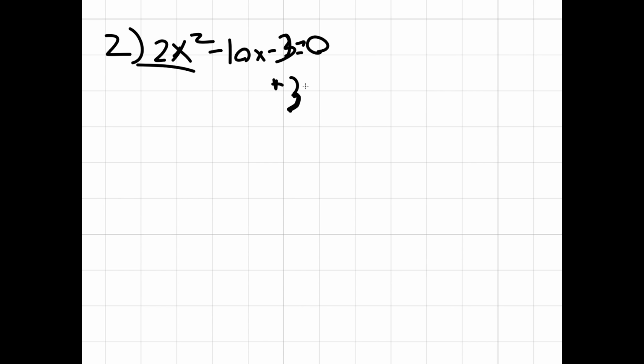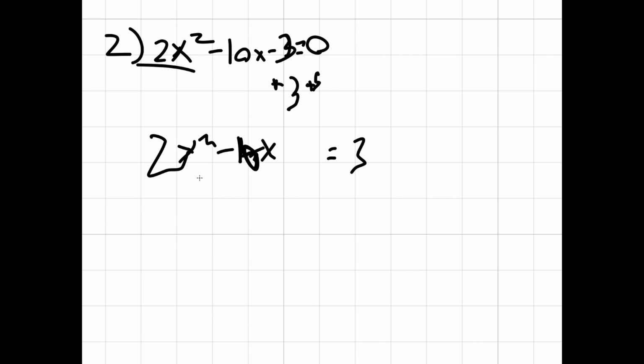So 3 plus 3, and you get 2x² - 10x, and then leave a gap, equals 3.